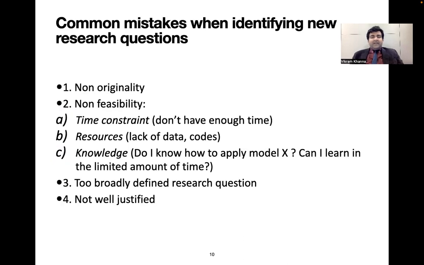Common mistakes when identifying a new research question are non-originality and non-feasibility. That is, there may be a time constraint, as these research questions are basically there for a thesis. So there may be a time constraint because the thesis period may be restricted, obviously, and there may be a lack of resources, lack of money, or other data. Then there may be a lack of knowledge on how to do a particular case or particular surgical technique. Then there is a too broadly defined research question or one that is not well justified.